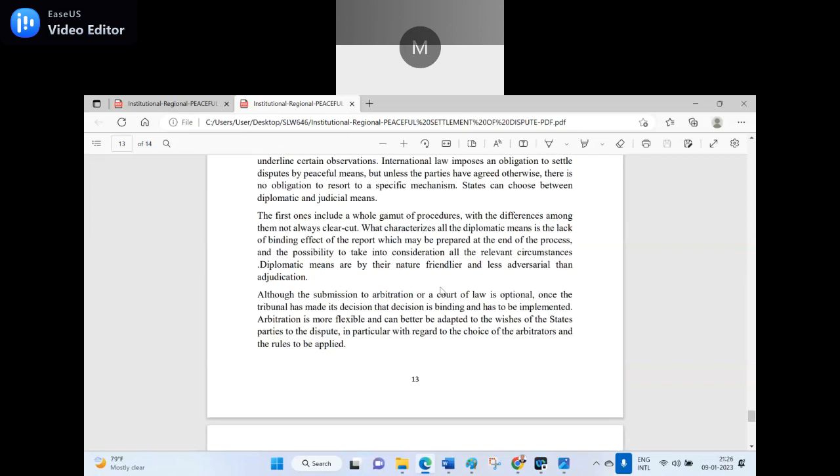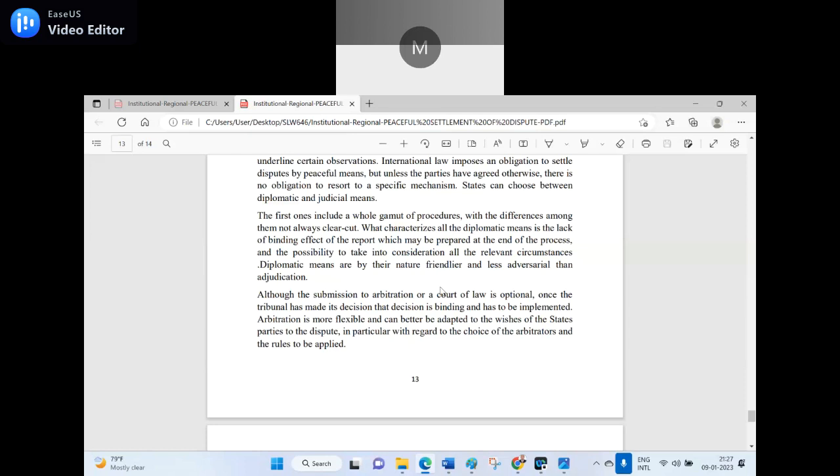So the first one includes the whole gamut of procedures, and the differences among them are not always clear-cut. And you see that a layman could not understand the language of the court because the words are aristocratic in nature. Why is it so? If a common man understood, nobody would approach a lawyer. It's a common thing, and it is not always true, but mostly it is true.